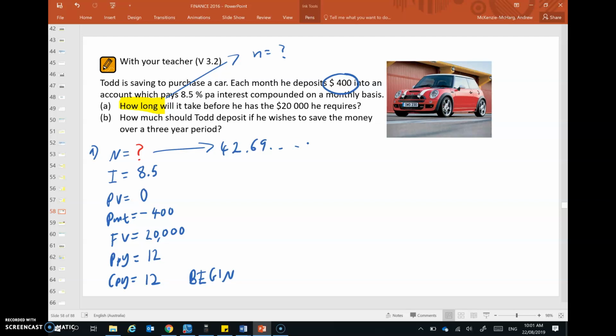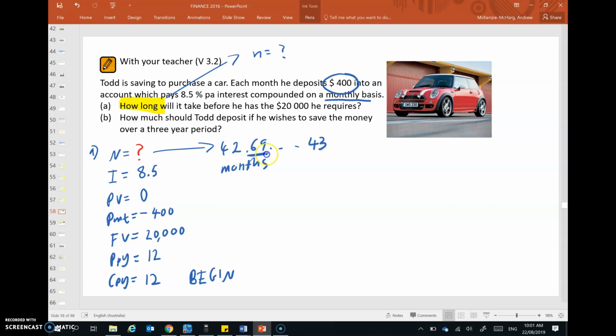Now, what is that? What does that number mean? Well, that's telling us the number of periods, and each period here is a month because it's a monthly basis. So that's how many months till Todd has enough money for the car. With a situation like this, however, you've got to consider that this Todd would not be able to cash in his account until he's made a part payment at the end. So essentially that would take him a month. So what I'm saying is that we're going to round up to 43 months.